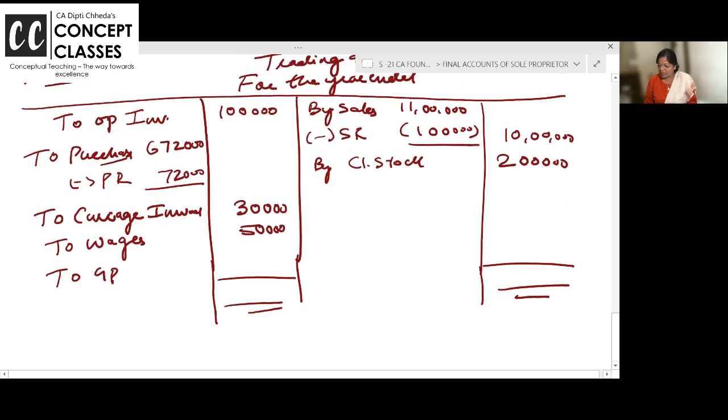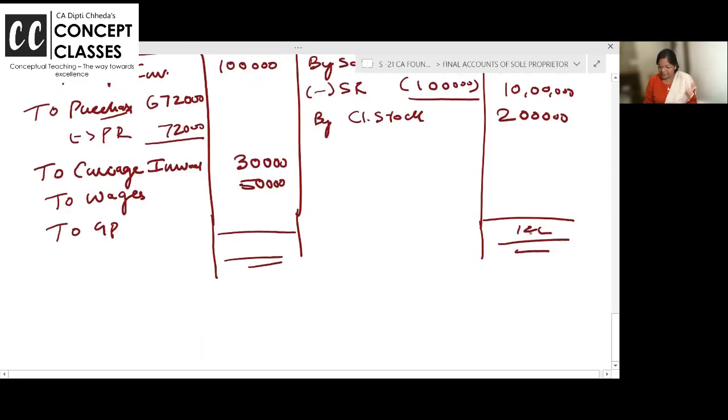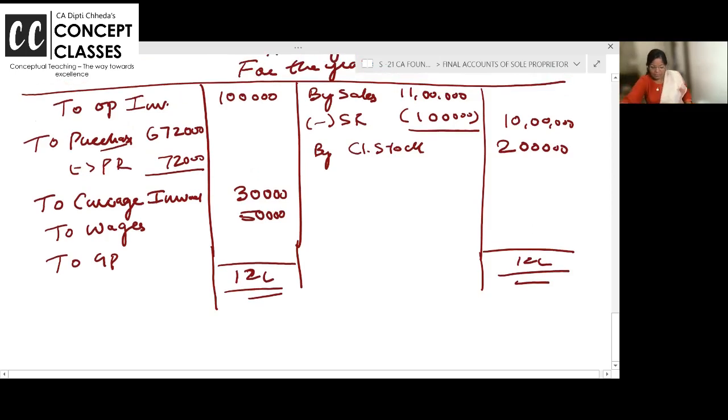12 lakhs is the total, and you calculate. Purchases is coming 6 lakhs. Purchase minus the purchase return. 12 lakh minus 1 lakh minus 6 lakh minus 30,000 minus 50,000. How much is the gross profit coming to? 4,20,000. Aha moment. 3 minutes we made the trading account.